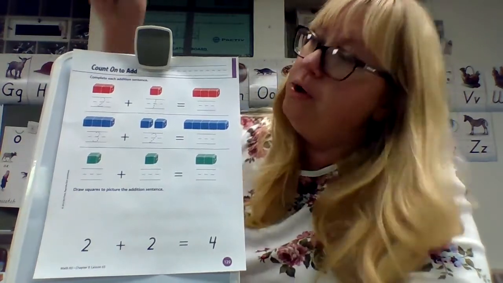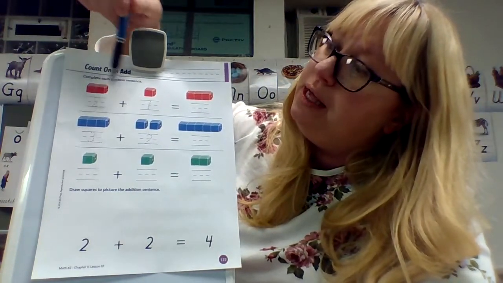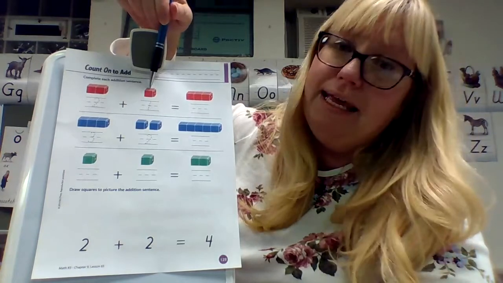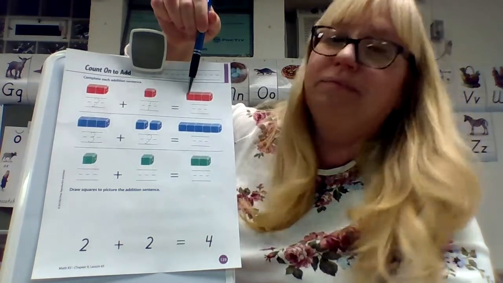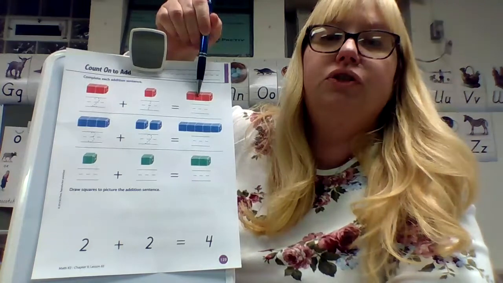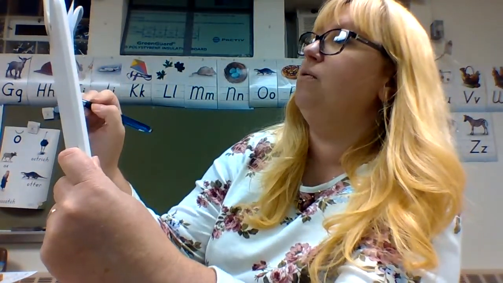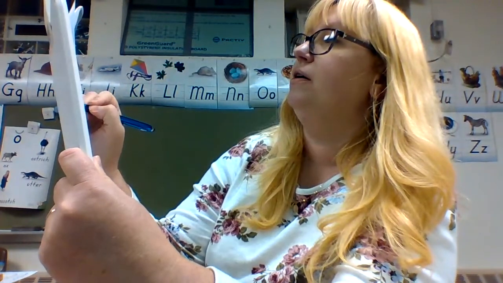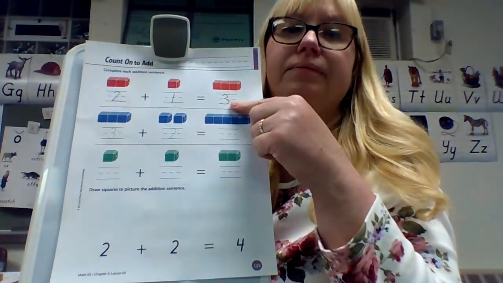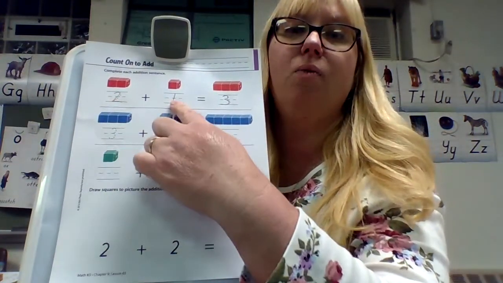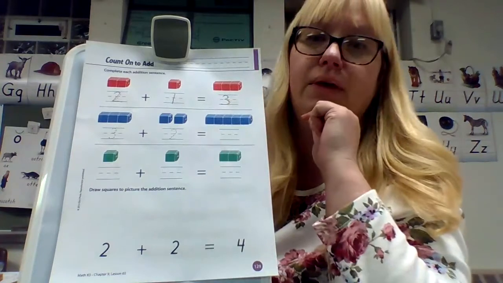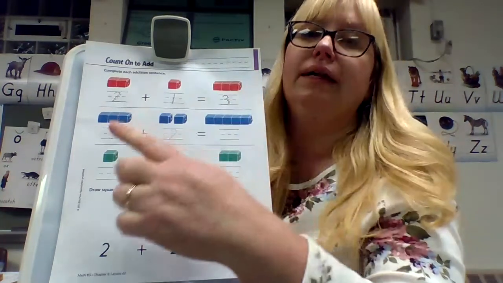So they want to know 2 plus 1 equals how many? 1, 2, 3, because you're connecting them together. So you're going to trace your 2. 2 plus 1 equals, and you should write the number. You can see that's good on here. 3. So 2 plus 1 equals 3. Okay. Let's go down to the next one.